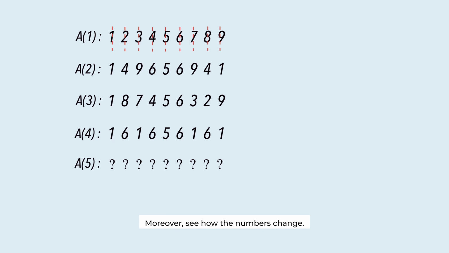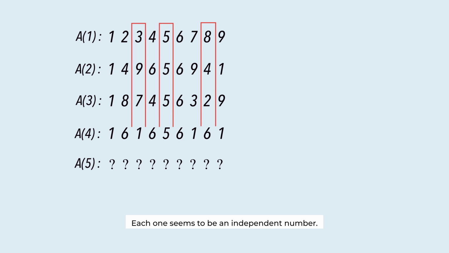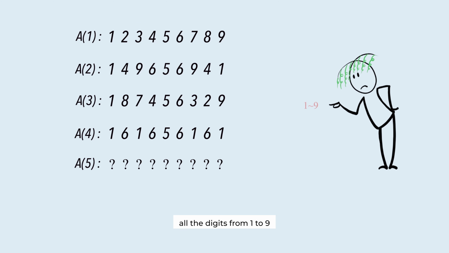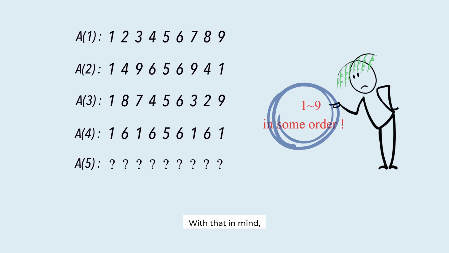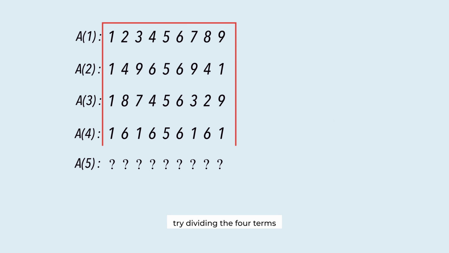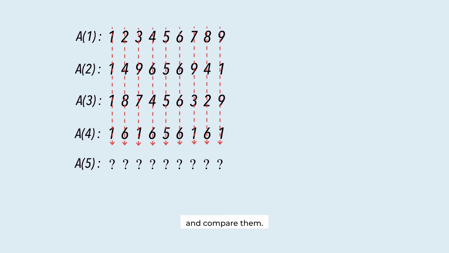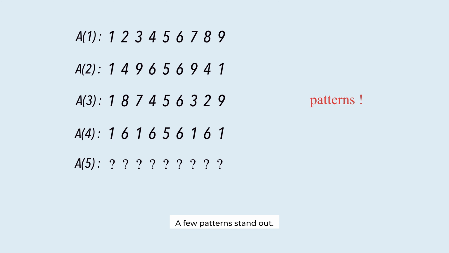Moreover, see how the numbers change. Each one seems to be an independent number. It looks like all the digits from 1 to 9 are simply arranged in some order. With that in mind, try dividing the 4 terms into 9 columns and compare them. A few patterns stand out.